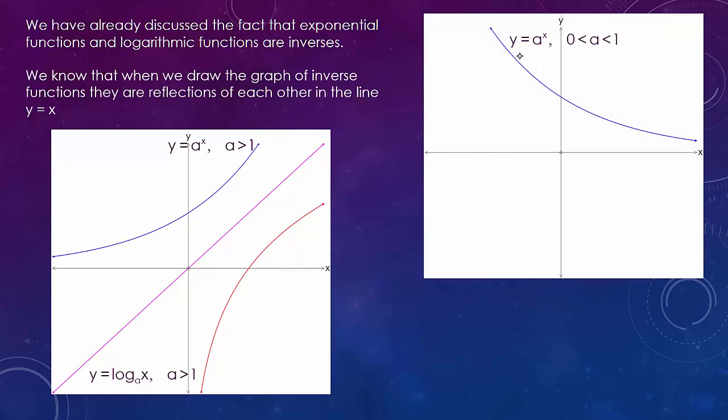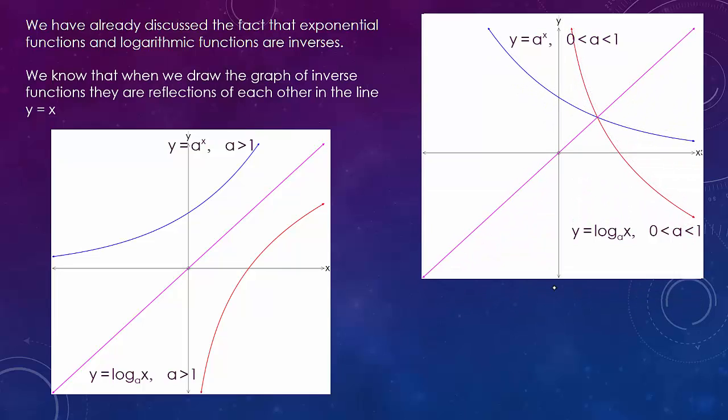Here I have an a to the x graph drawn for a value of a that's between 0 and 1. And I'm going to add to that a log graph with a value of a between 0 and 1. Once again, we can see that they are reflections of each other in the line y equals x.